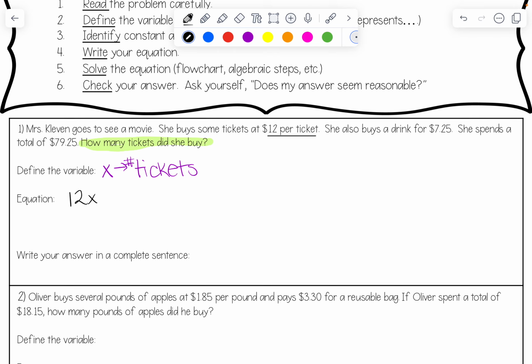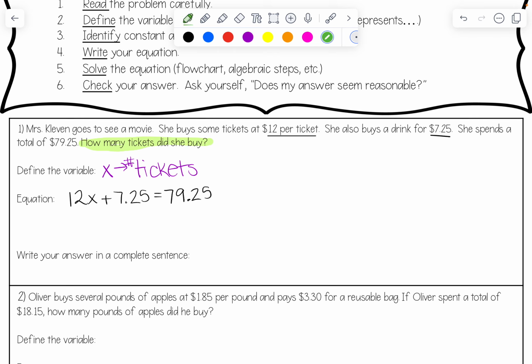The total of those tickets would be 12x. And I also know that I bought a drink for $7.25, so I can say plus $7.25, and then it's going to equal $79.25. So this would be how my equation is set up. That's the problem that we need to solve now.